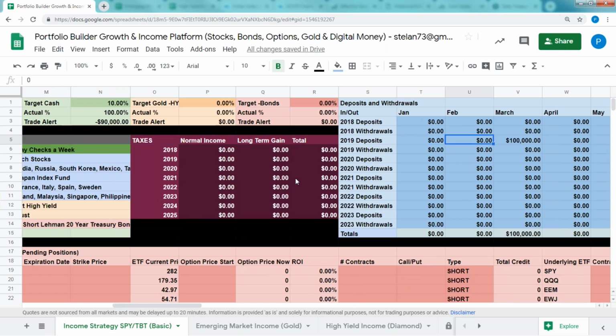Now, let's say you were using this for income. If you were to withdraw money, that's where you would pull it out. Let's say you needed $3,000 this month for all of your bills. Then that's where you would account for that. So this is just an accounting system.